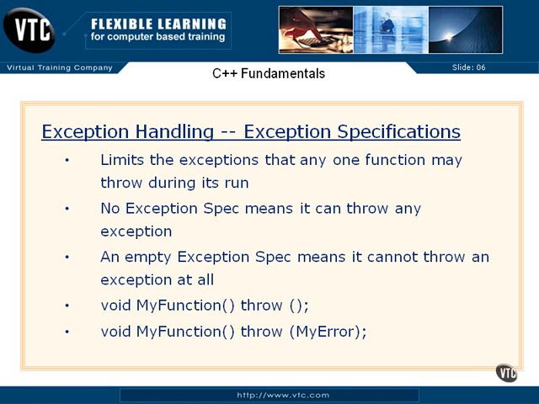The next one there, the void myFunction with throw MyError, that could be an integer, a character, any type, as you saw we did that before. That means that myFunction would only be allowed to throw MyError, and the compiler would be smart enough to understand what to do about that and how to set things up.